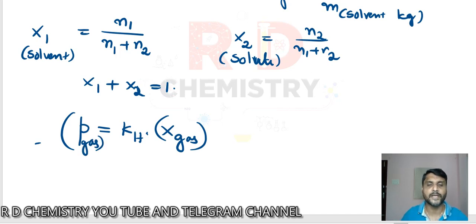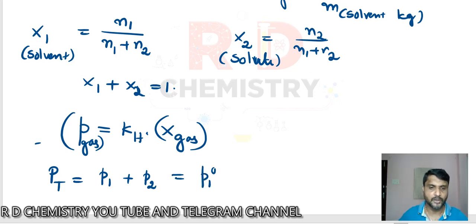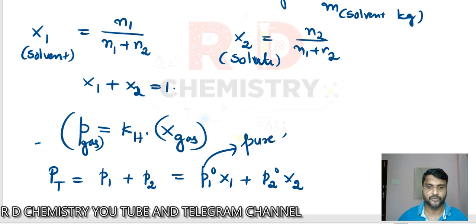Then if you mix two liquids forming an ideal solution, then we have got total pressure of the solution is equal to pressure of the first component plus pressure of the second component. Correct? This is the partial pressure of the components. So which is equal to P1 naught into x1 plus P2 naught into x2. So P1 naught, P2 naught are the vapor pressures in the pure state, x1, x2 are the mole fractions of the two components. Right? So this is according to Raoult's law.